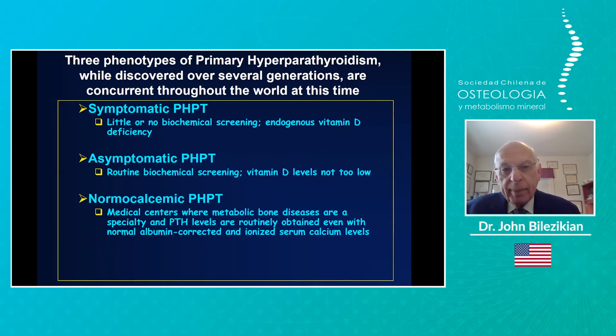I think the symptomatic hyperparathyroidism is more likely to occur in countries where there's little or no biochemical screening. These countries also tend to have low vitamin D levels throughout the country. In asymptomatic hyperparathyroidism, it would be typically countries where we routinely screen the population with a serum calcium level. As I mentioned, normocalcemic would be those medical centers where metabolic bone diseases are a specialty and parathyroid hormone levels are routinely obtained, even in those with adjusted calcium concentrations that are normal.